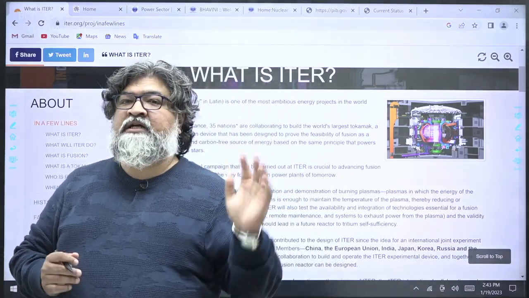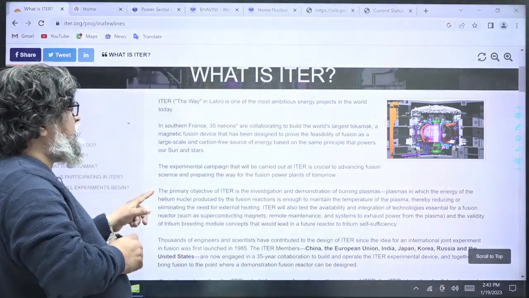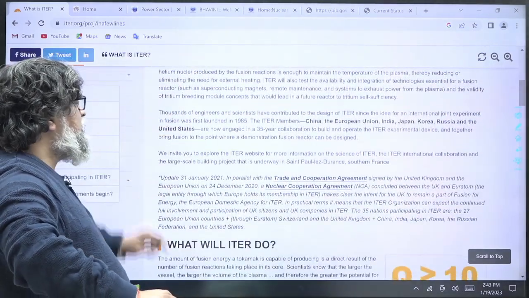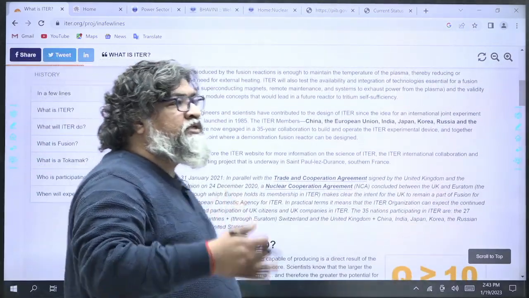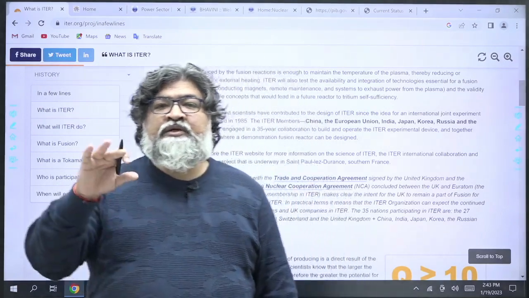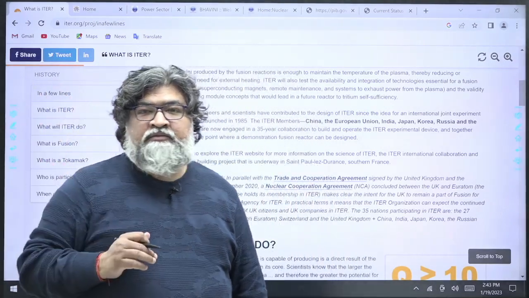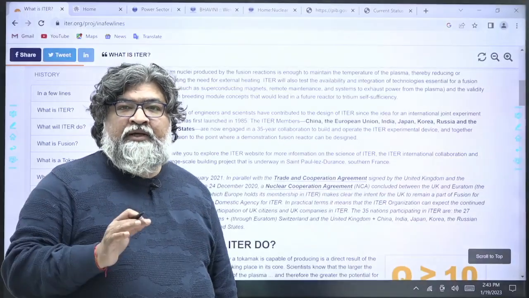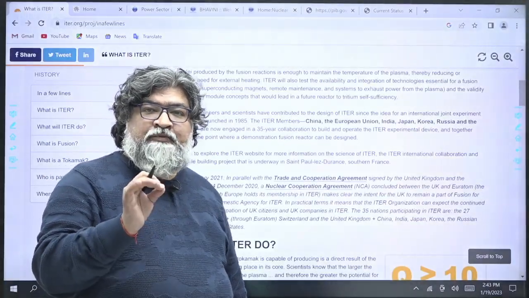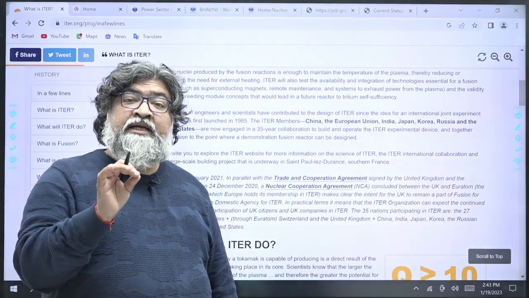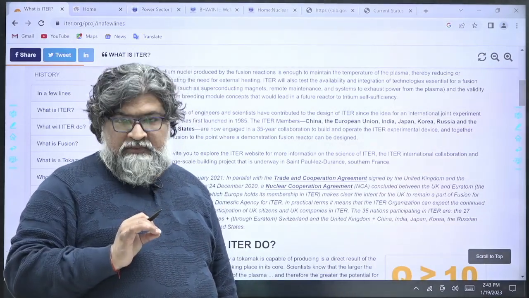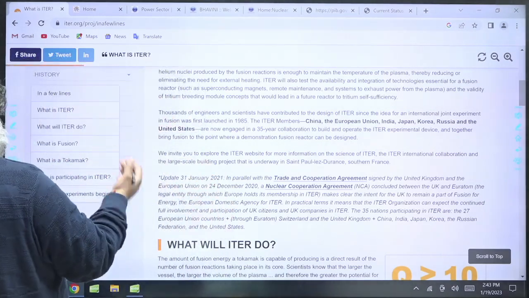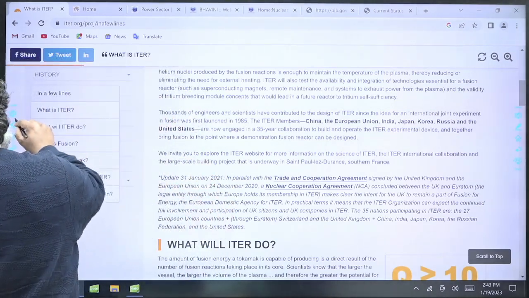This is the site here. 35 countries have already come together, and thousands of engineers and scientists are working on the ITER project, day and night, the work is going on. And you'll find here, this project was initiated in 1985. But now it's getting into a more developed phase.